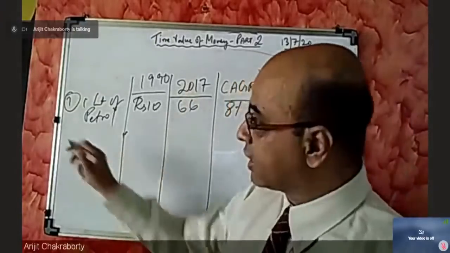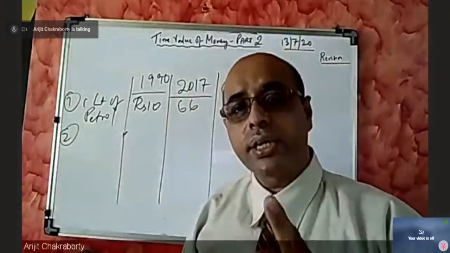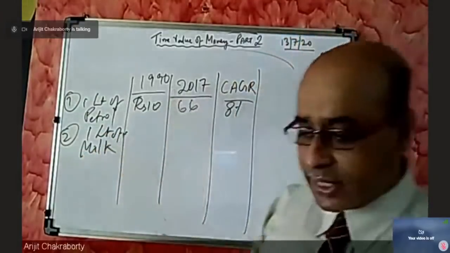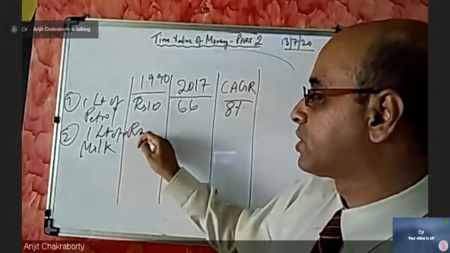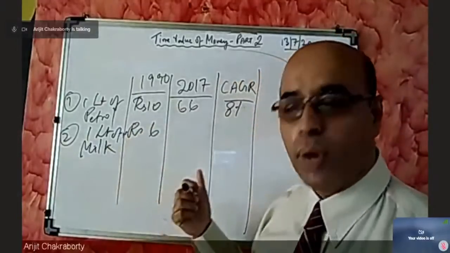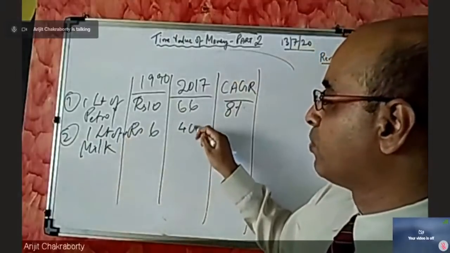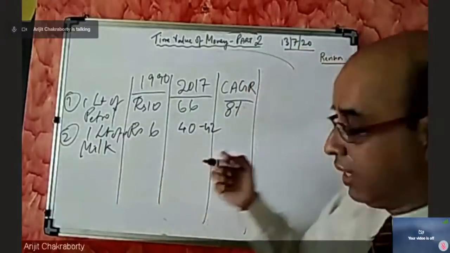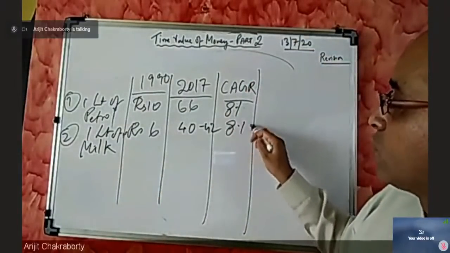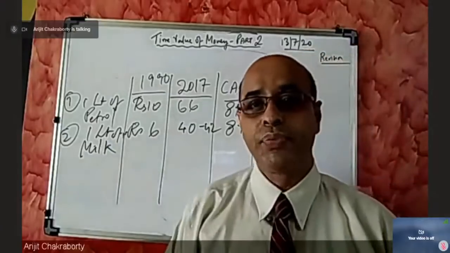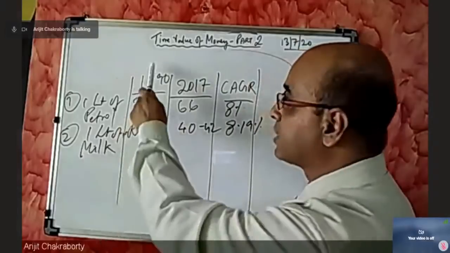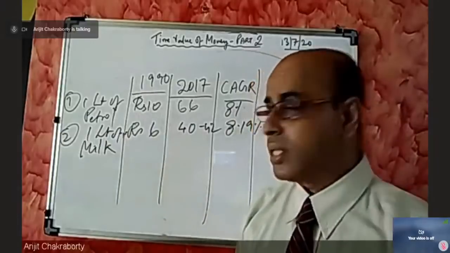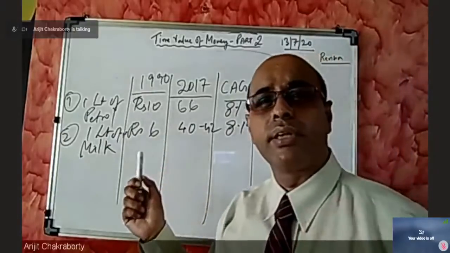The second inflation example is a liter of milk. In 1990, the price was somewhere around rupees 6, and in 2017, 1 liter of good quality milk is costing somewhere around rupees 40 to 42. If you look at the CAGR here, almost 8.19% is the CAGR. So you can see, same quantity, but in 1990 the price was 6, and in 2017, in a span of 27 years, the price has gone up by almost 7 times.